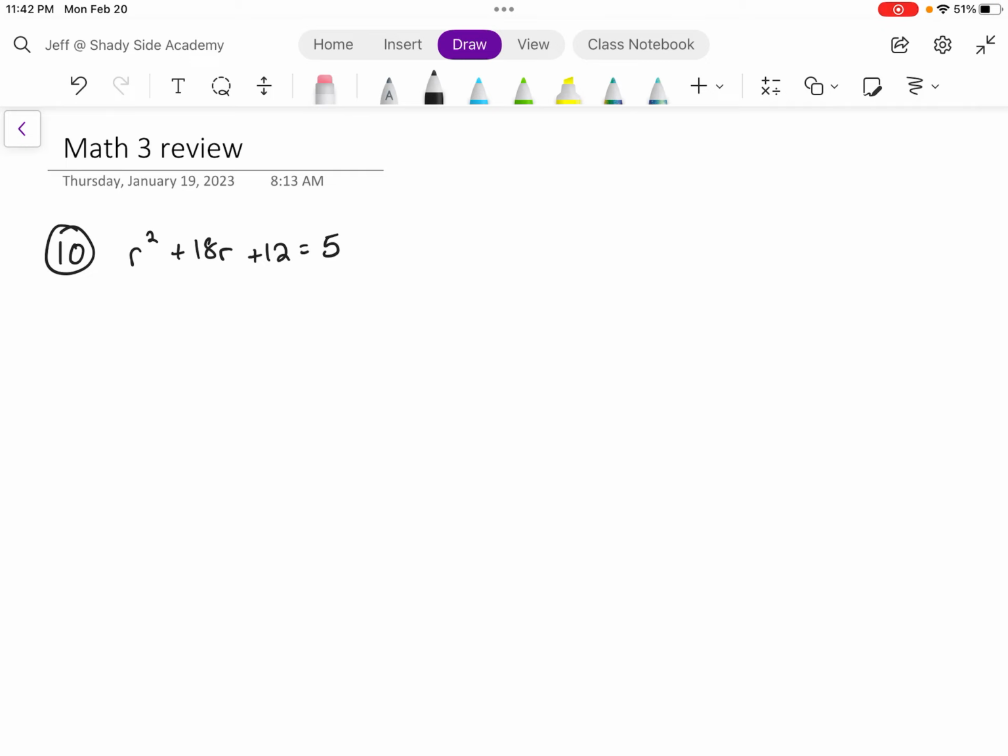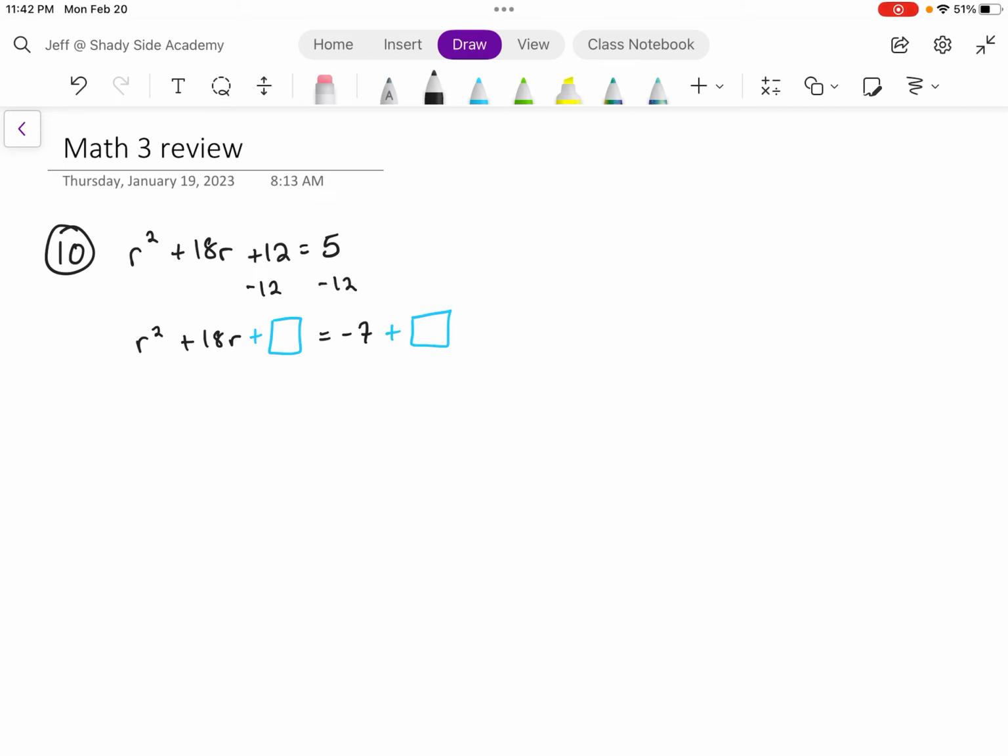Okay, so to complete the square, we want to get everything that doesn't have an r onto the right side. So we want to move 12 over to the right side. We're going to get r squared plus 18r equals, I'm going to leave a space there, equals -7. And then remember, we're going to want to add a box to both sides of the equation.